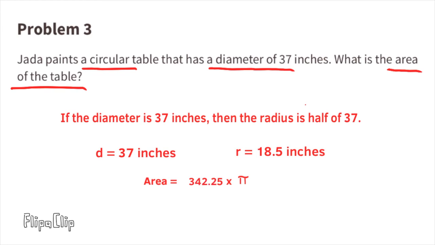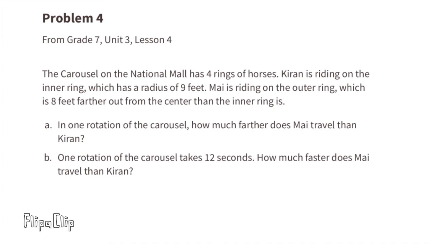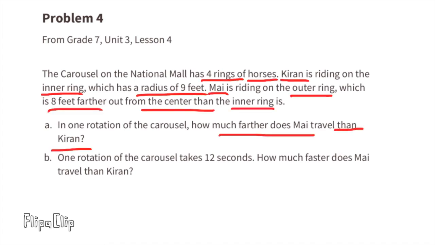The area is equal to 342.25 inches times pi. The area of the table that Jada painted is approximately 1,074.665 inches squared. Problem number 4 from 7th grade, Unit 3, Lesson 4. The carousel on the National Mall has 4 rings of horses. Kieran is riding on the inner ring, which has a radius of 9 feet. Mai is riding on the outer ring, which is 8 feet farther out from the center than the inner ring is. A. In one rotation of the carousel, how much farther does Mai travel than Kieran?